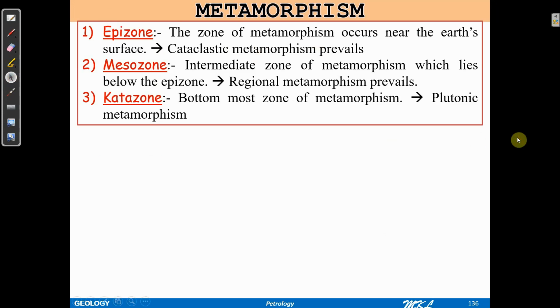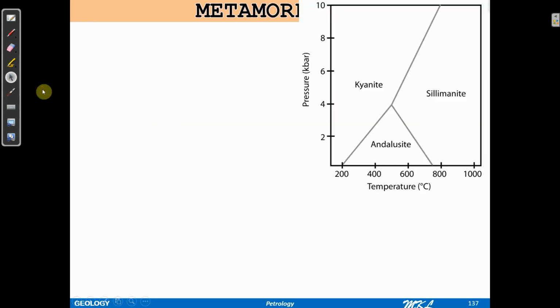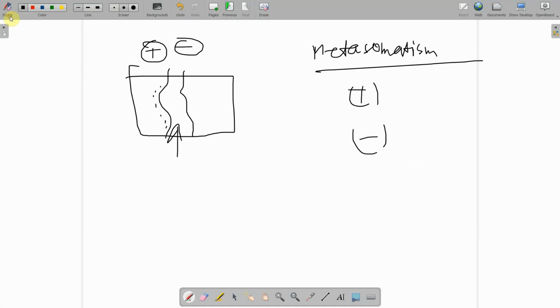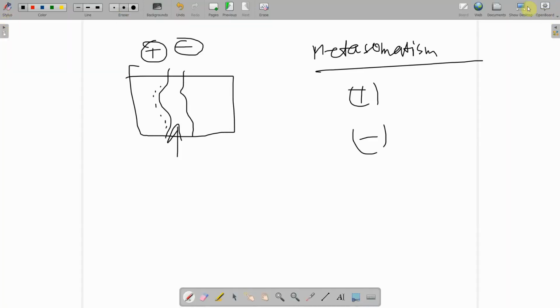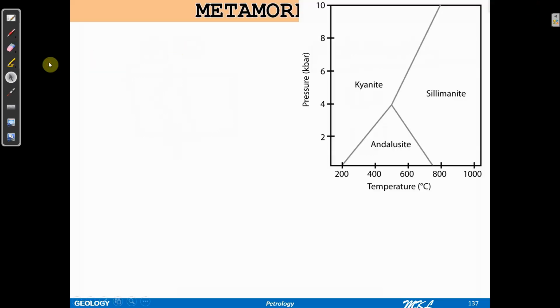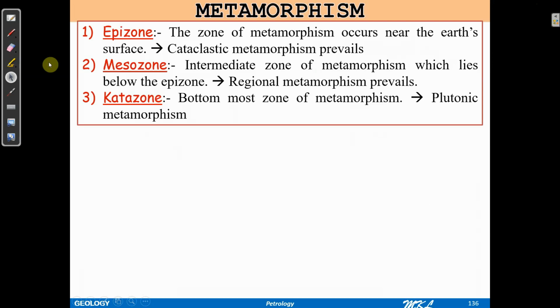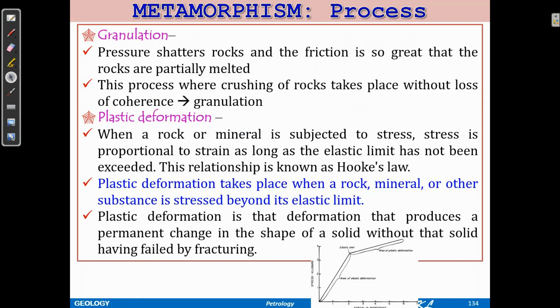Yes. Can you please repeat granulation? For which part you didn't understand? Granulation, sir. In granulation, sir, partial melting leads to granular, sir. How, sir? How? Partial melting.